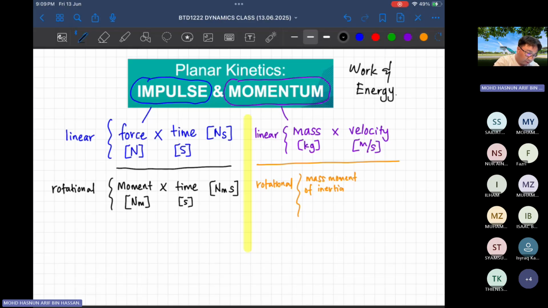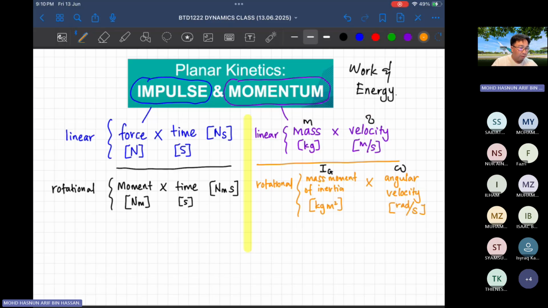So mass up here is m, and mass moment of inertia is Ig. The unit of mass moment of inertia is kg meter square, right? And multiplied with, now when linear you have velocity, then for rotational you're going to have angular velocity. Angular velocity is omega, and the unit for angular velocity will be radian per second. So that is basically the definition of impulse and also momentum.